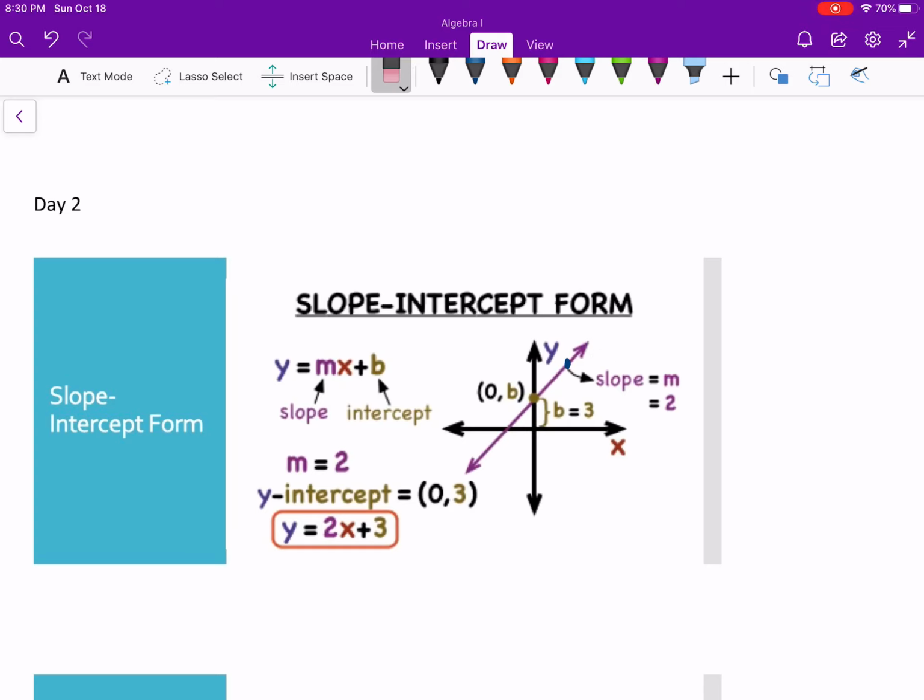So in this case, on this graph, it says that our slope is 2, and our y-intercept, or where it crosses the y-axis, is 3. So for our equation, we just plug in our slope and our y-intercept. Y equals 2x plus 3. So that means all of the points on this line follow the rule y equals 2x plus 3.